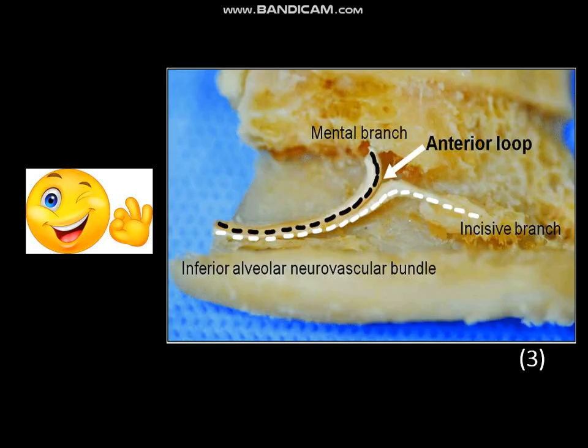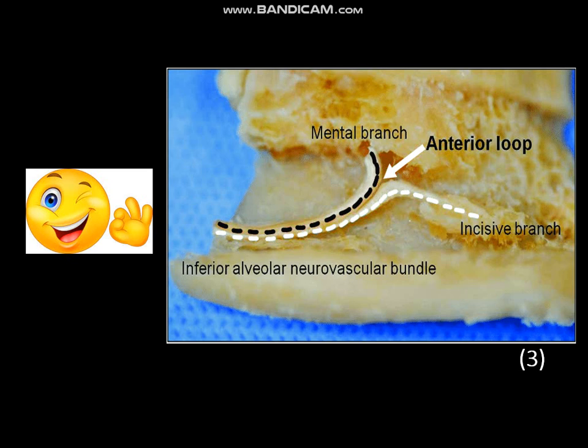The inferior alveolar neurovascular bundle divides at the premolars area into two terminal branches. The first is the mental branch and the second is the incisive branch. The mental branch provides anesthesia to the soft tissue only, while the incisive branch supplies the anterior teeth.